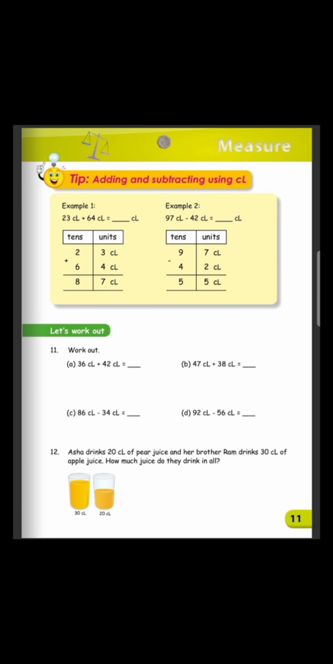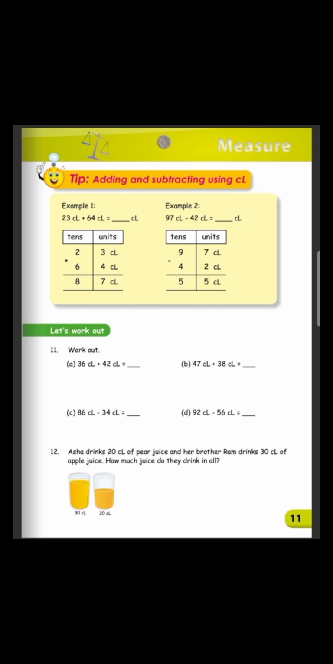Page 11 of the book. Adding and subtracting using centiliters. So we are going to do addition and subtraction using centiliters. Let us see example 1.